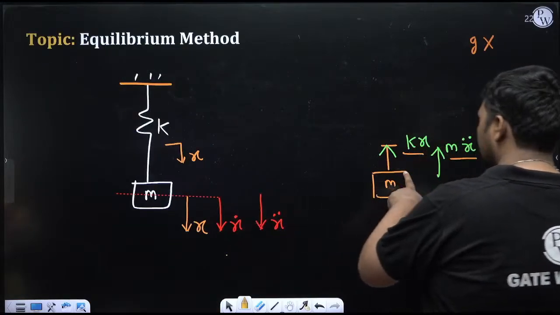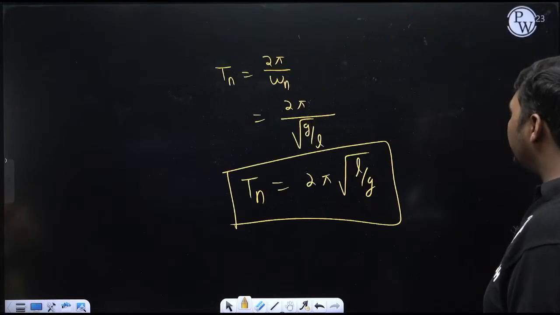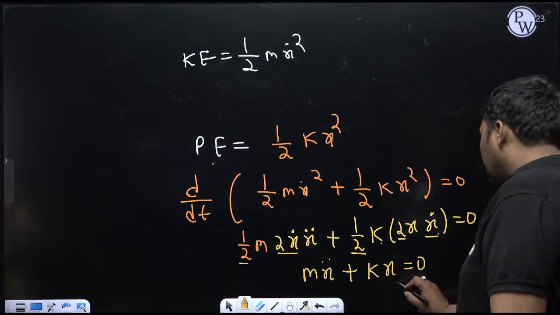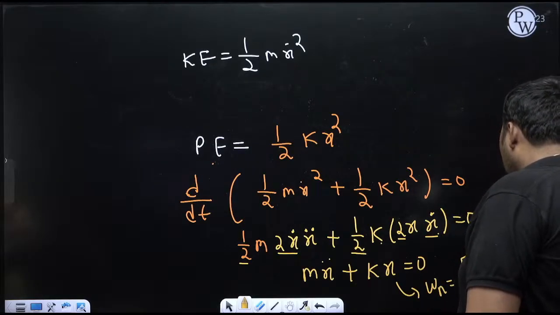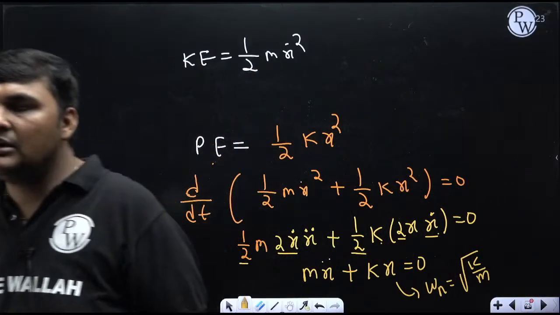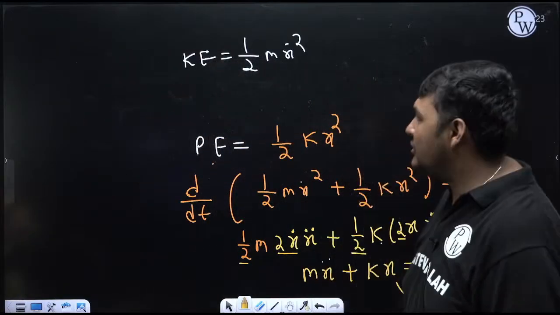Yes, same equation. But for the general case, just for understanding, I explain this method. And omega n will be root k by m. The method is: for the displaced position, we calculate kinetic energy and potential energy, add them, and that will be the total energy. Differentiate with respect to time and equate with 0.